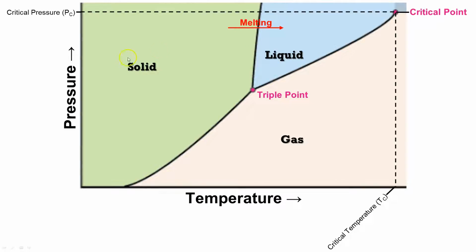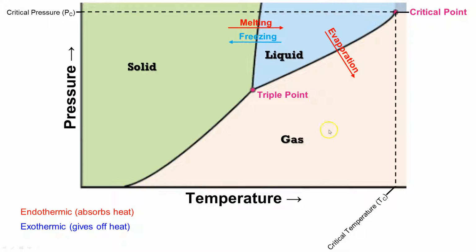Melting is going to be represented as solid going to liquid. If you have the chance, I would recommend that you use red for endothermic reactions and blue for exothermic reactions. So solid to liquid, of course, is an endothermic reaction. You have to apply heat to make a solid melt. If you go in the opposite direction, where you are pulling temperature away, that of course is freezing. That's our exothermic reaction. Liquid to gas is evaporation, another endothermic reaction. And gas back to liquid is condensation.